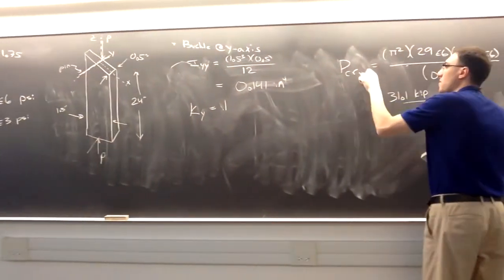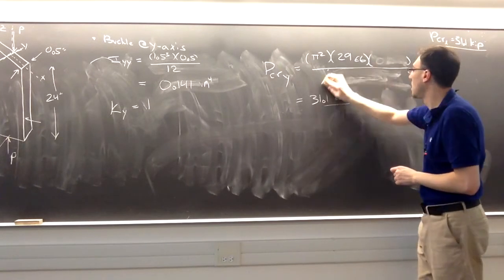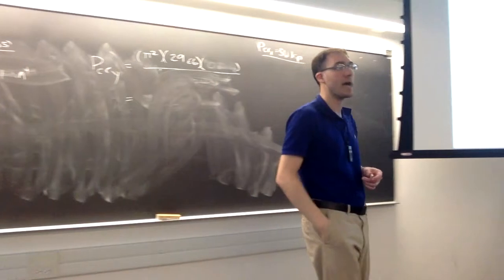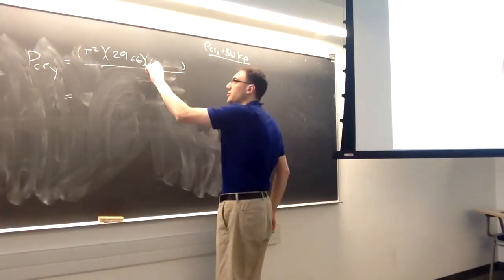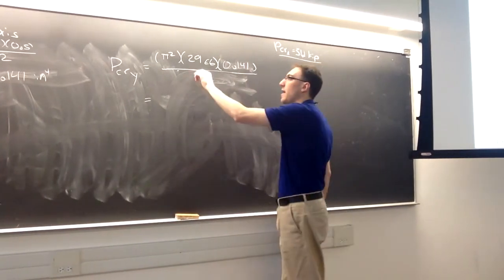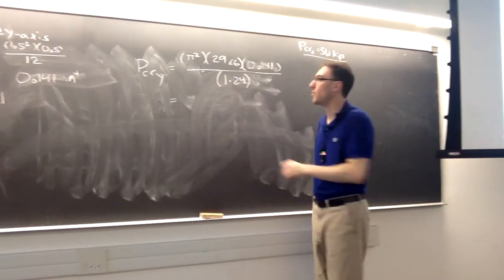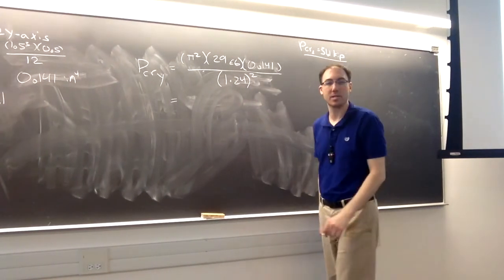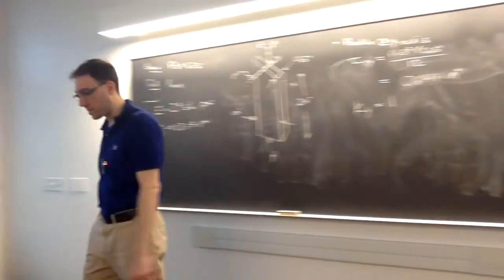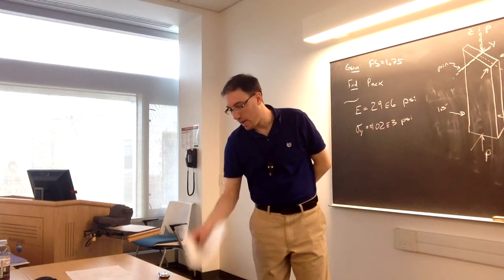So now we want to consider, what load would it take to buckle it around the y-axis. So P critical around y. Again, the I value changed. It's now much larger. And the k value is now 1 times our nominal length of 24, and that is going to get squared. So the amount of force it's going to take to buckle it around the y-axis is going to be 70 kip.